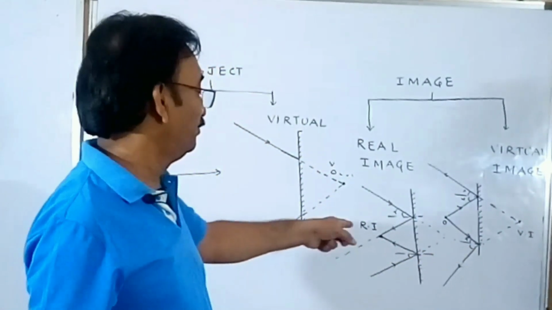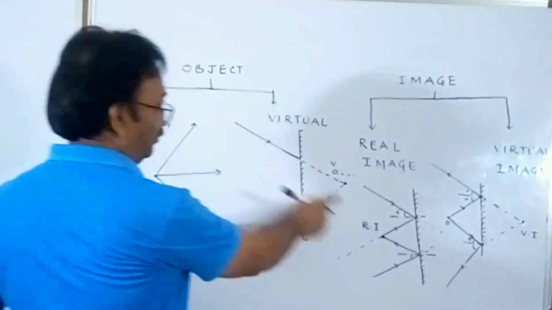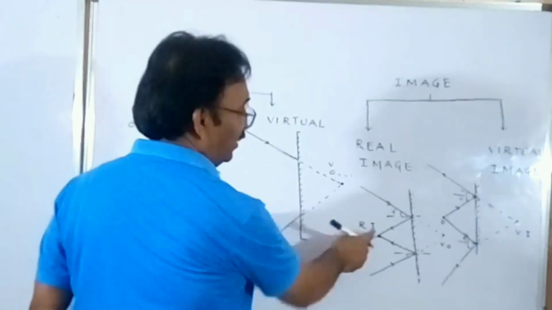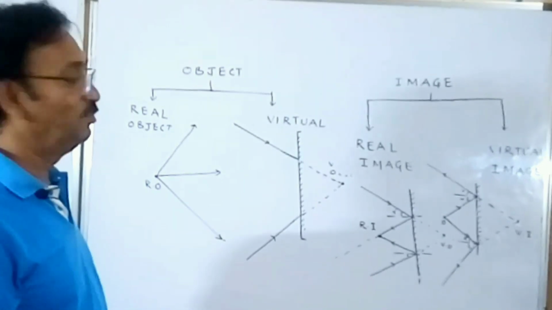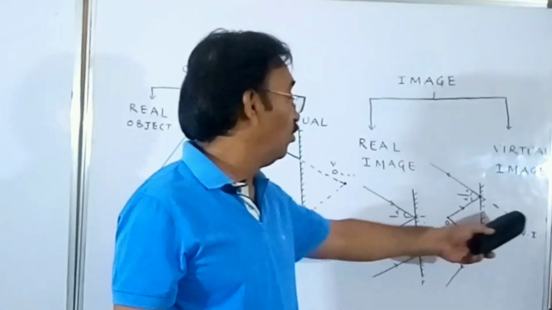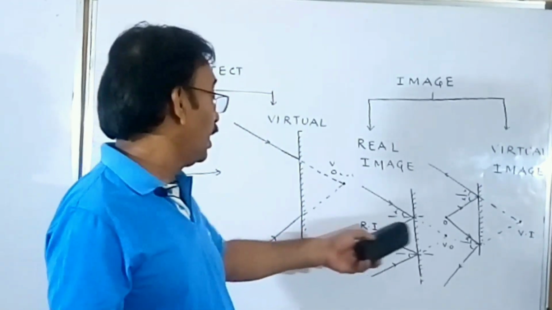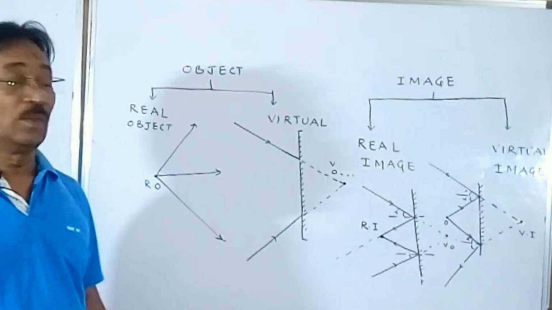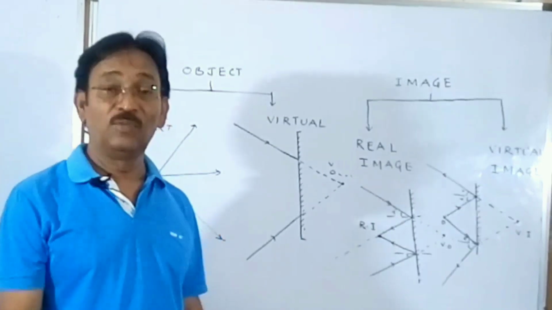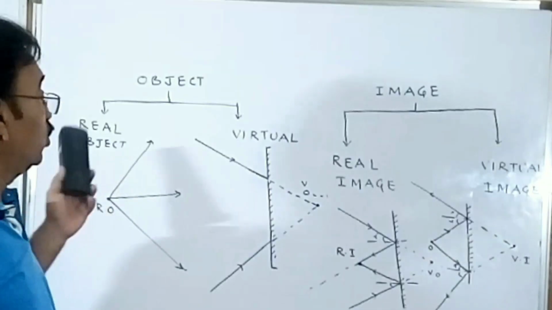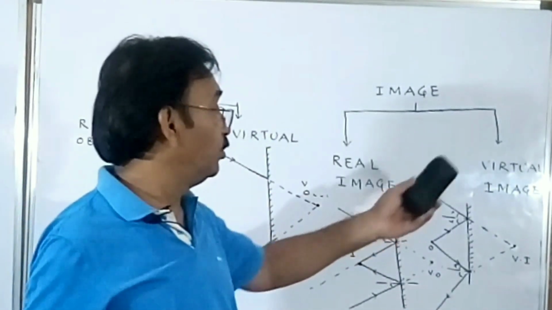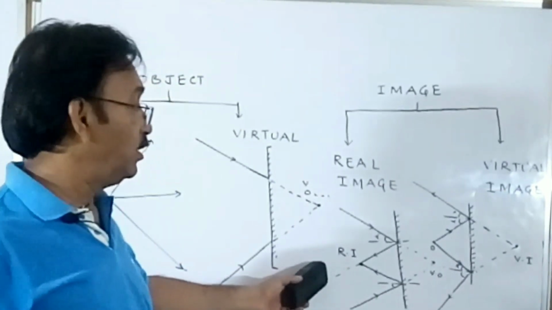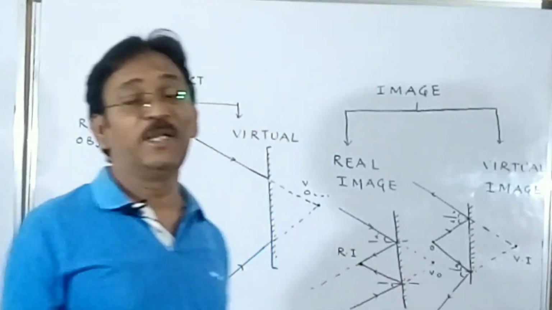And here the same thing will happen: a virtual object forms a real image. There is a relation between the two. Watch it carefully. I think you understood what the object and the image are, what the virtual object and virtual image are, as well as the real object and virtual image. And also you have learned that a virtual object can form a real image, and a real object can form a virtual image.